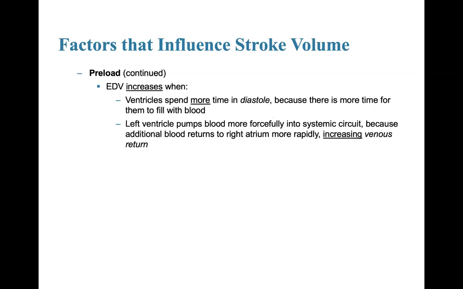The end diastolic volume increases when the ventricles spend more time in diastole because there is more time to fill them with blood. The left ventricle pumps more blood more forcefully into the systemic circuit because of the additional blood that returns to the right atrium more rapidly, increasing your overall venous return.